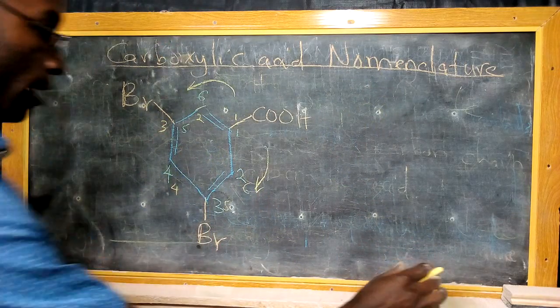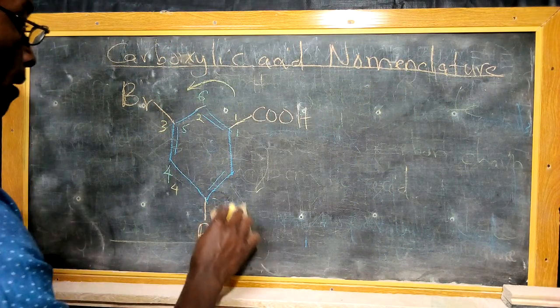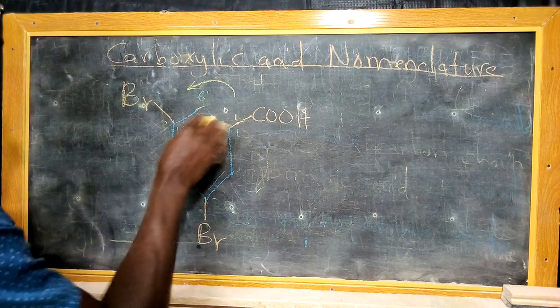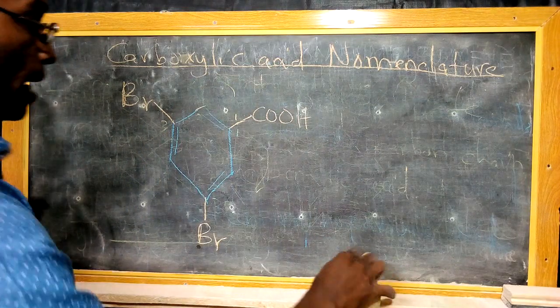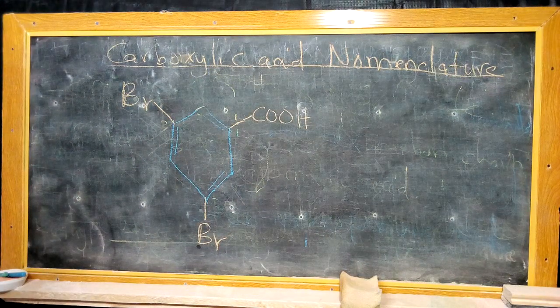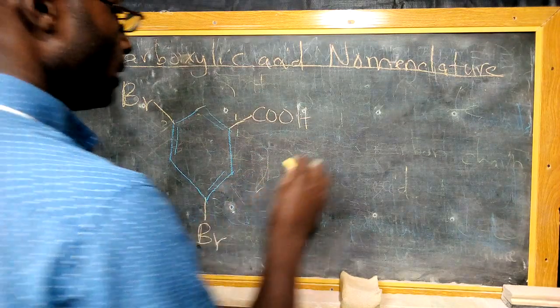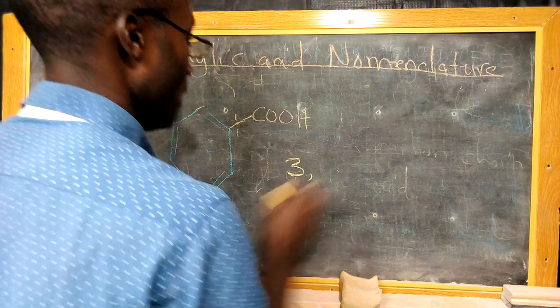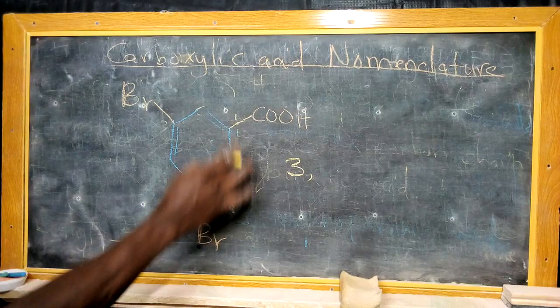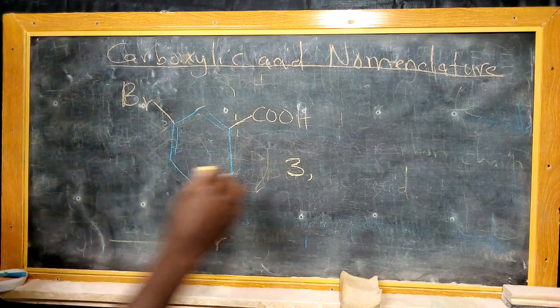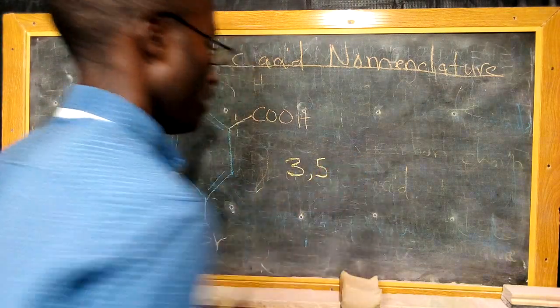So in this case, we shall have this compound as such, and then we can go ahead and name it. So there's 1, 2, 3, there's a 3, 1, 2, 3, 4, 5. There's a 3,5-dibromo.